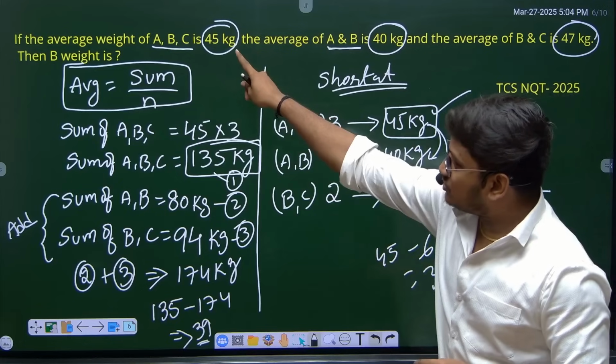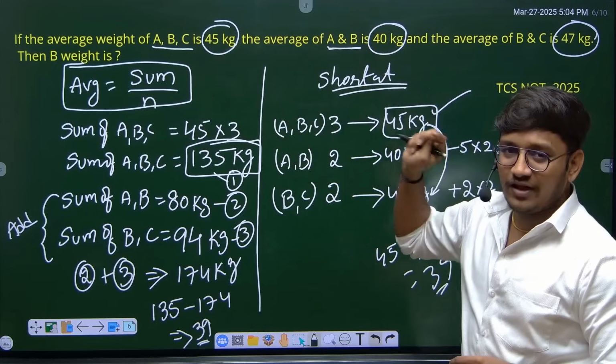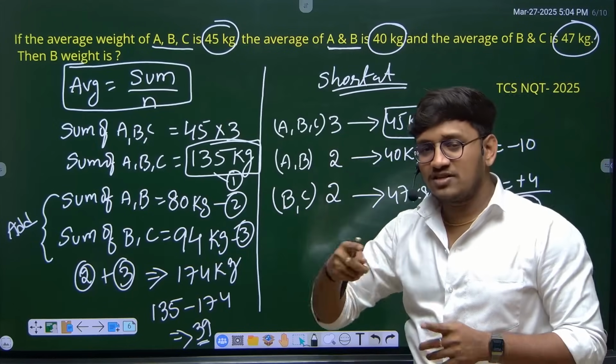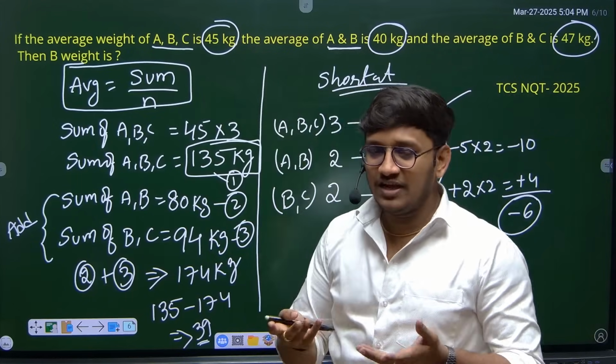So 3 members' average is 45, 2 members is 40, means how much is it decreased? 5. So 5 into 2, 10. Here it is getting increased, means plus 4. Minus 10 plus 4 is minus 6. You just remove 6 from 45. Your answer will be 39.